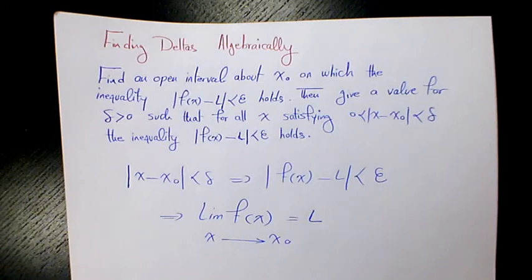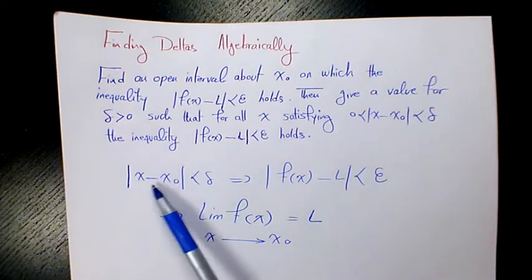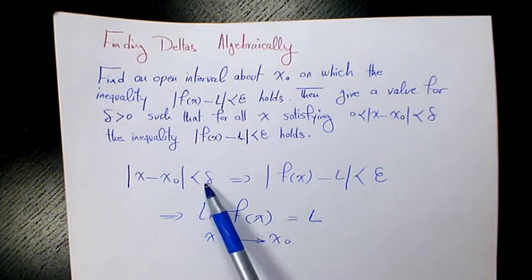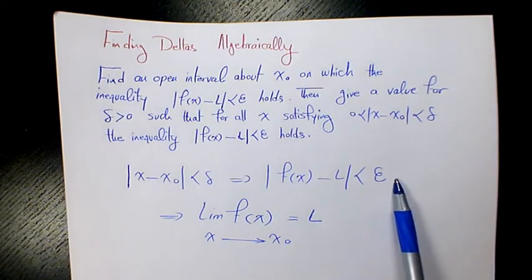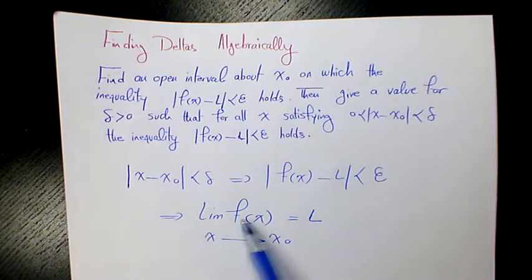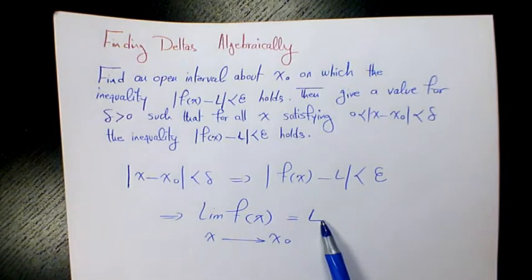Welcome to another video. In this video I want to show you how to find deltas algebraically. Why is finding delta important? It is important for the limits topic of calculus. And we know that when the absolute value of x minus x naught is less than delta, and then the absolute value of f of x minus L is less than epsilon, we can conclude that the limit of f of x when x is approaching x naught is equal to L.